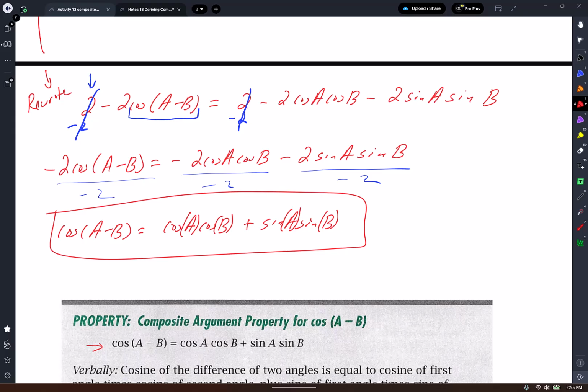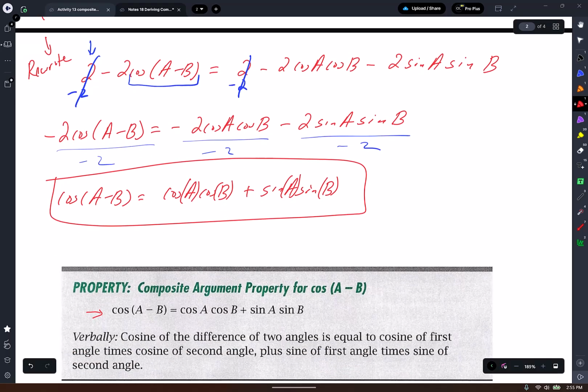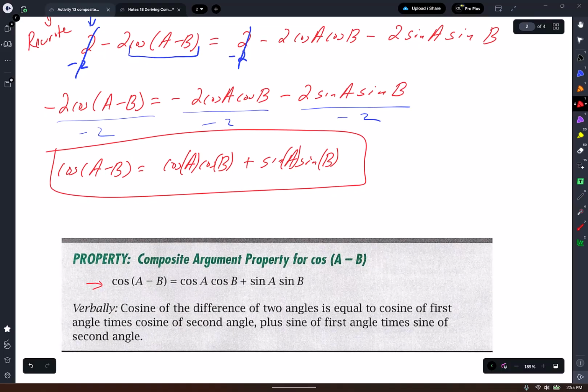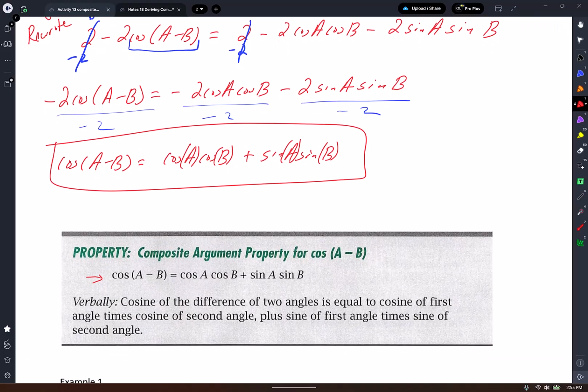Composite argument property for cosine a minus b. And now you know where this formula comes from. Are you going to ask me to derive the formula from scratch? No. But isn't it cool that we know where it comes from? Are you not entertained?